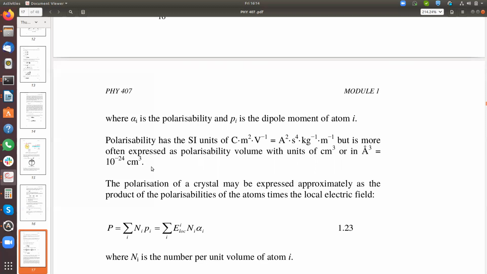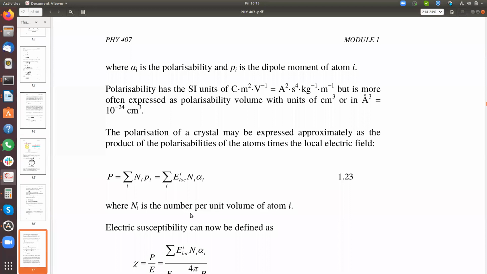So polarization of a crystal may be expressed approximately as the product of the polarizability of the atom times the local electric field. That is, it is the product of the polarizability times the local electric field. This is the local electric field, and this is your polarizability.